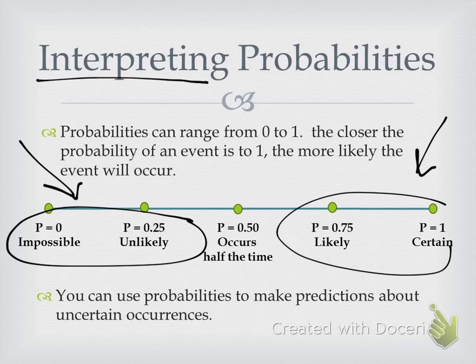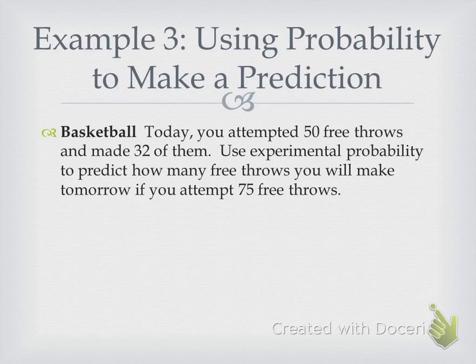Now moving into the next topic, using probabilities to make a prediction. Let's look at the basketball example. Today you attempted 50 free throws and made 32 of them. I have to find the probability there and then use the experimental probability to predict how many free throws you will make tomorrow if you shoot 75. So probability that I'll make a free throw.